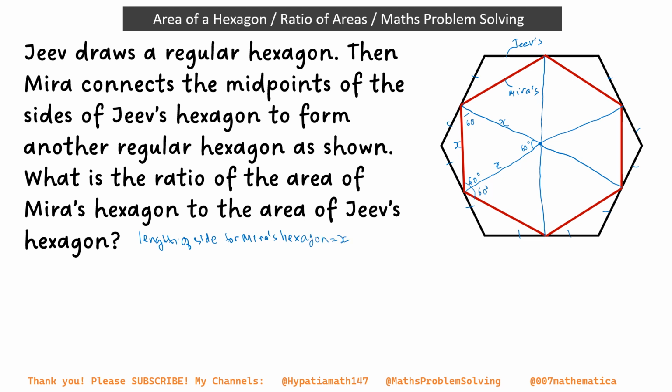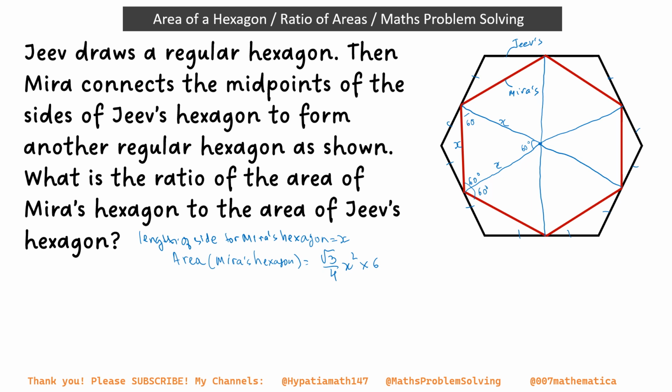is x, so then the area of Mira's hexagon would be root 3 out of 4 times x square. That's the area of an equilateral triangle, multiplied by 6 because there are 6 equilateral triangles.